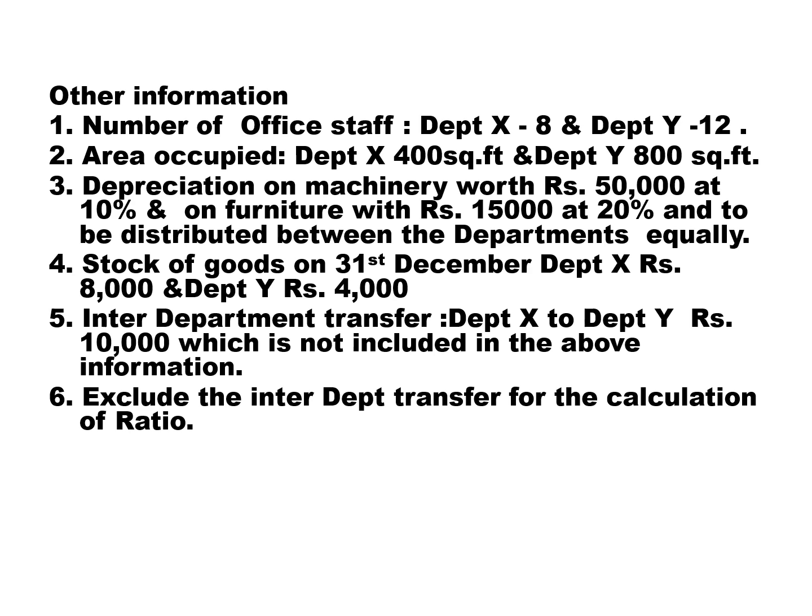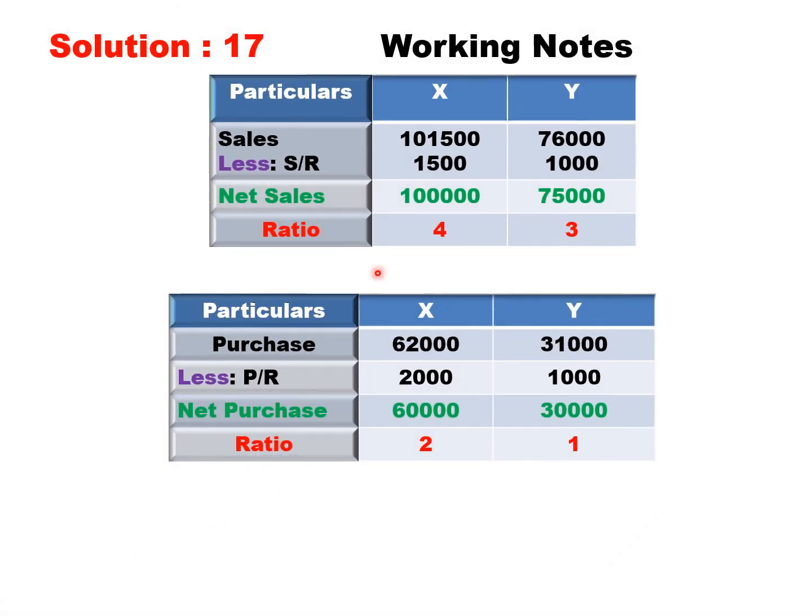So students, first let us calculate the working notes ratios. So first you need to calculate the sales ratio, students. Sales 1,01,500 and 76,000 less sales return 1,500 and 1,000, you get net sales 1 lakh and for Y it is 75,000. So if you simplify, divide by 25, I think you can get a ratio 4:3. Similarly for purchase, less purchase returns, you get net purchase. So you get a ratio of 2:1. 3 ones are, 3 twos are. So you get a ratio of purchases 2:1.